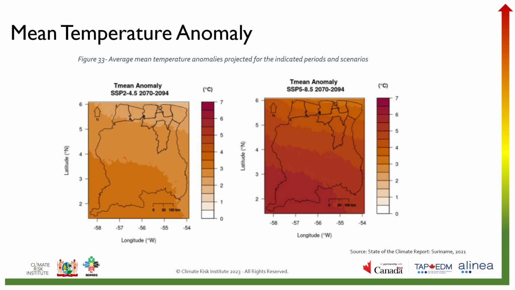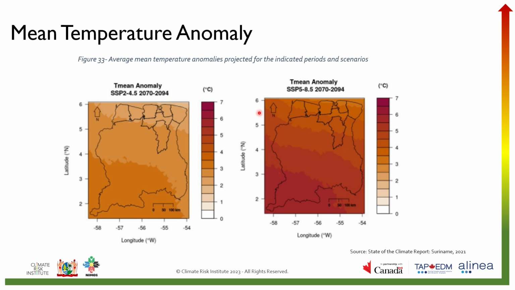These figures are from the State of Climate Report, and they are showing the average mean temperature anomaly. So scientists take the average mean temperature for the reference period 1990 to 2014, and then they also take the average mean temperature for the future time period, whatever that is, in this case 2070 to 2094, and they compare the difference between the 2 averages, and this tells us the temperature anomaly.